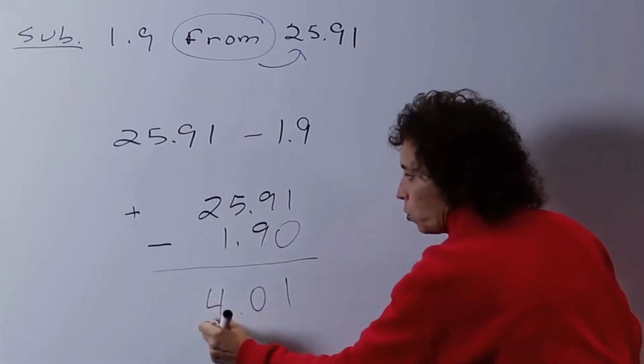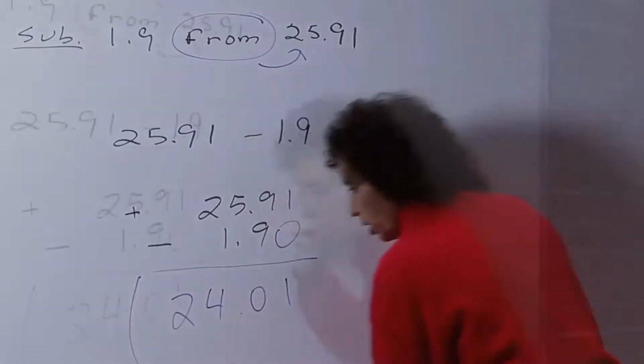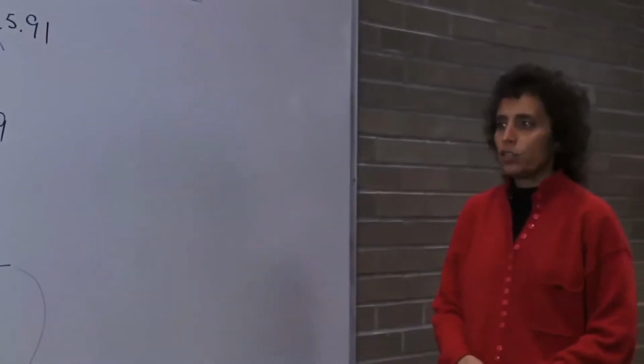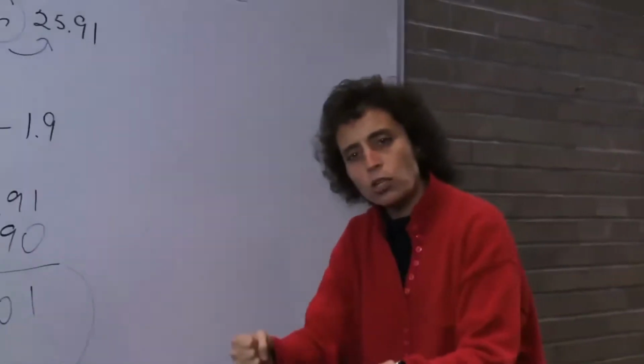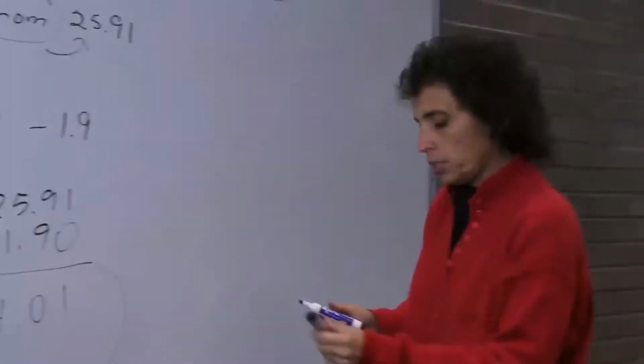5 minus 1 is 4. And we get 2 here. 2 minus 0 is 2. And it's positive. Don't need the positive sign. So $24.01. Awesome. Just remember, line up your decimal and be sign conscious. And watch the keywords, right?